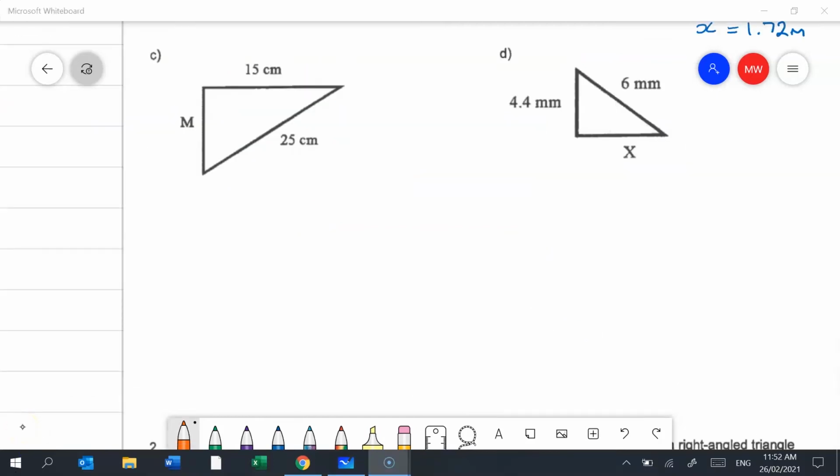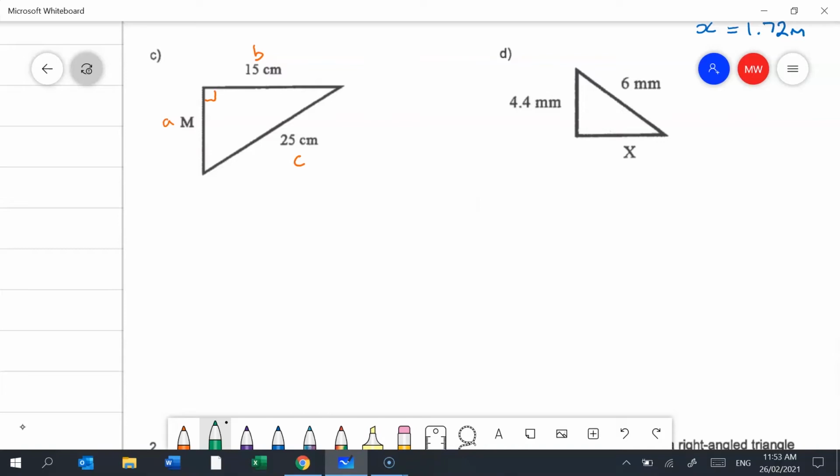Question 1c, we are being asked to use Pythagoras to find m. This time m is not the hypotenuse. This time 25 is the hypotenuse, and these guys might be a and b. Now, for those guys who've got a keen eye, they'll see that this is actually a Pythagorean triad. So this m is actually going to be 20 centimetres. But if you can't see that, you should use Pythagoras to solve this one.